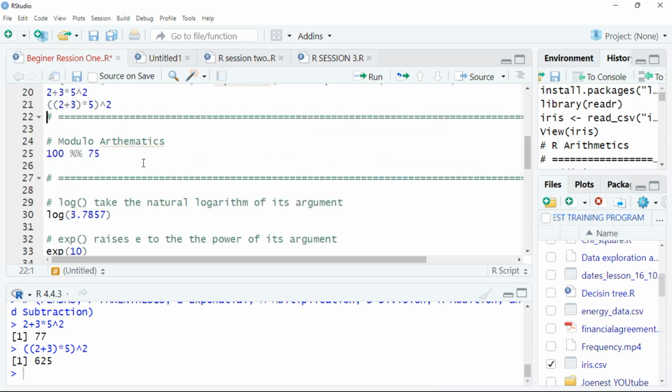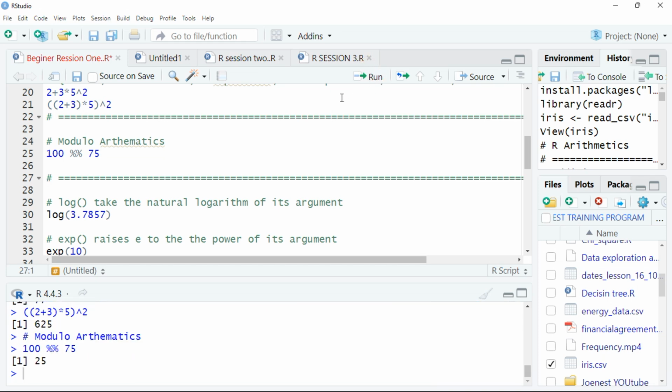And the next on our list is how we can use modulo arithmetic in R. For you to be able to use modulo arithmetic in R, we use what we call the double percent sign. The double percent sign will help us do our modulo in R. So here we have 100. We want 100 mod 75. That's the remainder when dividing by 75, right? Once you run, we are going to get our answer nicely, that's 25. As I said, it's just the remainder.